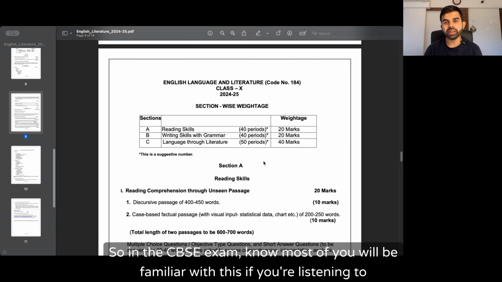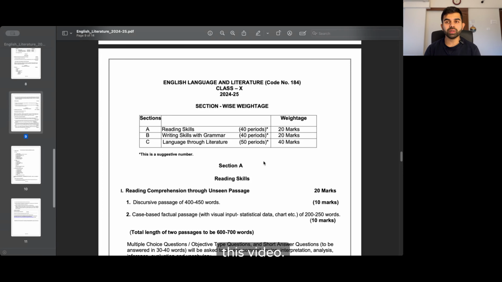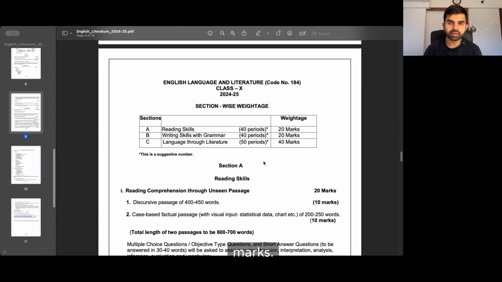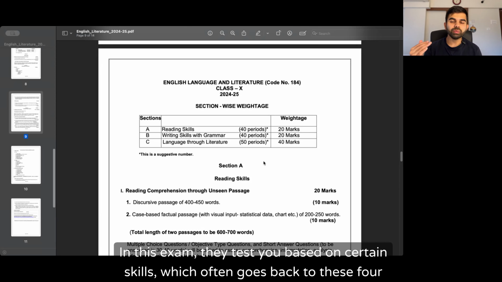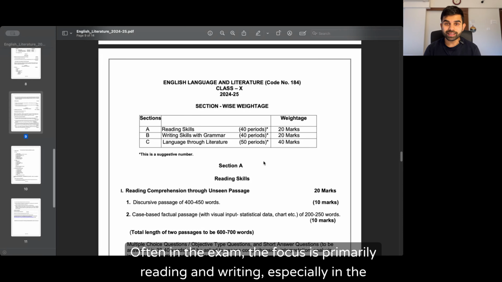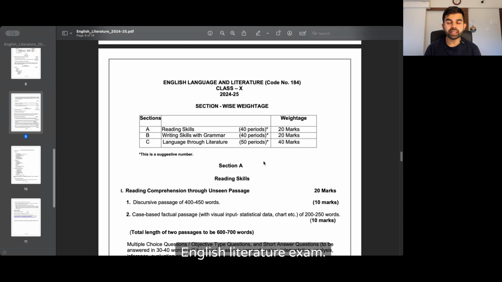So, in the CBSE exam, most of you will be familiar with this if you're listening to this video. About three times a year, you have an exam that you have to give that's out of around 80 marks. In this exam, they test you based on certain skills, which often goes back to these four skills, which are reading, writing, listening, and speaking. Often in the exam, the focus is primarily reading and writing, especially in the English literature exam, and this exam is worth about 80 marks.